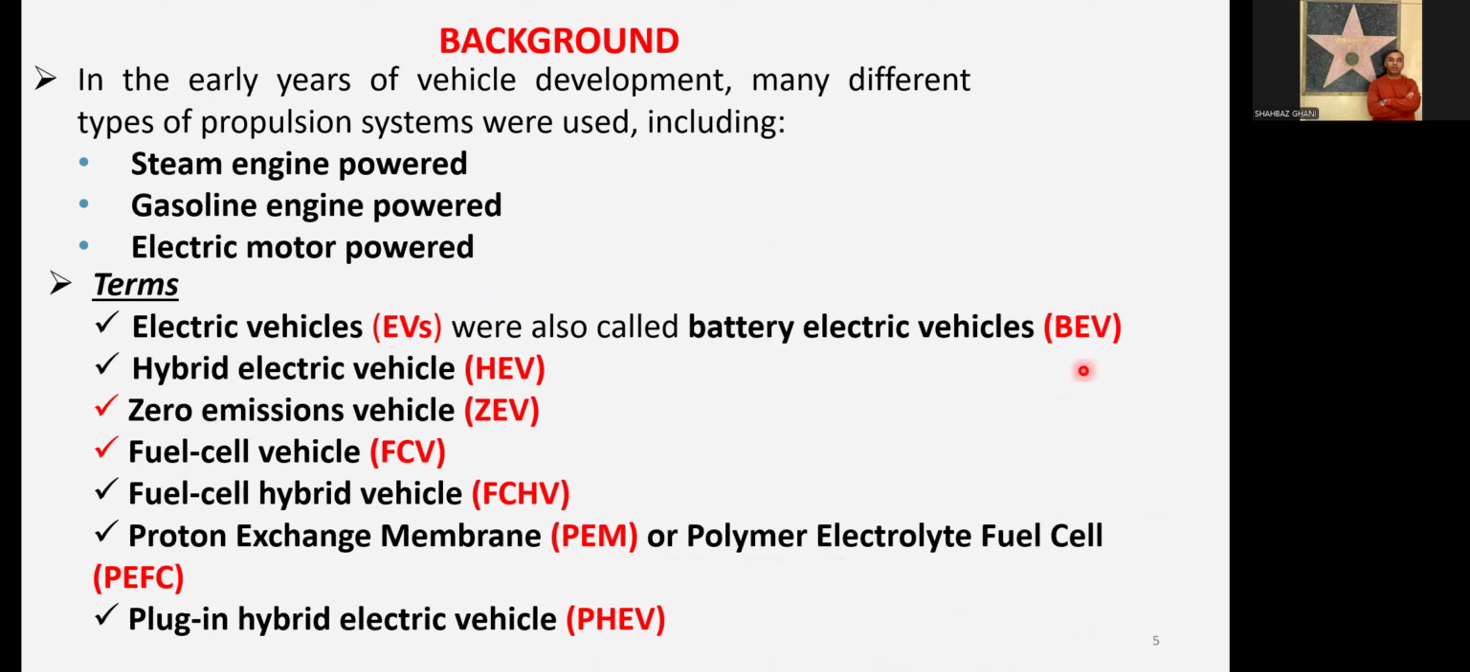Now, in the background, in the early years of vehicle development, many different types of propulsion systems were used. Those were steam engine powered, gasoline engine powered, and electric motor powered. And the terms which are used are EV, electric vehicles or battery electric vehicles, hybrid electric vehicles, zero emission vehicles, fuel cell vehicles, fuel cell hybrid vehicles, proton exchange membrane or polymer electrolyte fuel cell, or plug-in hybrid electric vehicle.